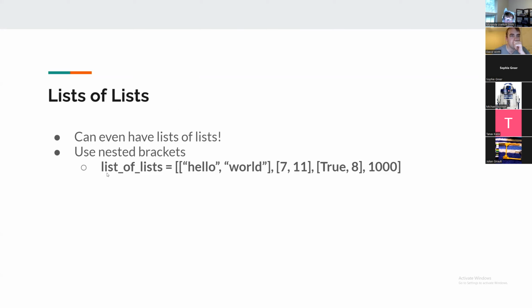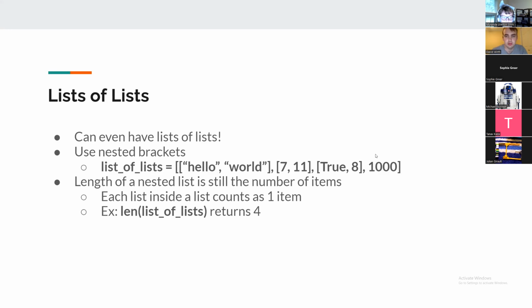So here I've created a variable called list of lists. The first item is another list containing hello and world. The second item is another list containing the numbers 7 and 11. The third item is another list containing true and 8. And the last item is not a list, it's an int, just the number 1000. So just make sure that your brackets line up.